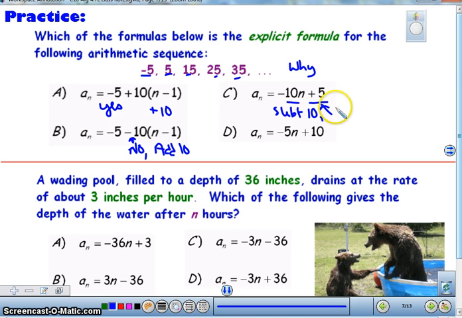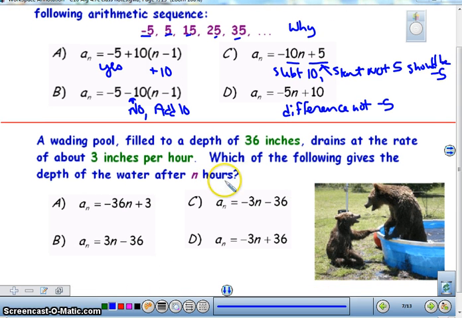The other thing that's wrong is our start point. Our start is not 5. This one has a start point of 5, and it should be -5. If we look at this one, the reason it doesn't work is that the difference is not -5.